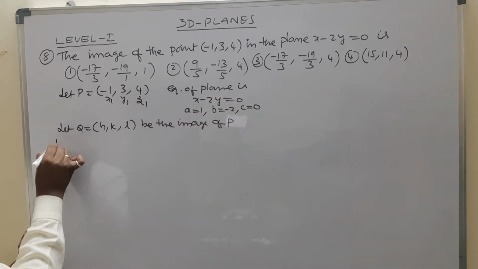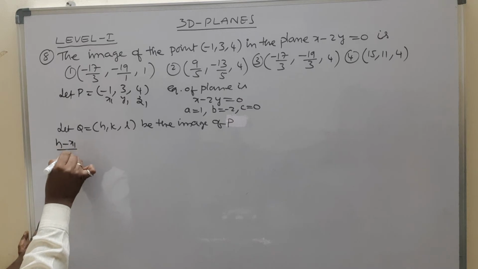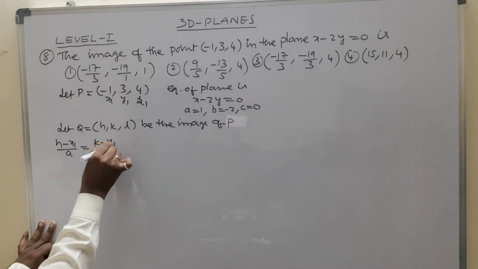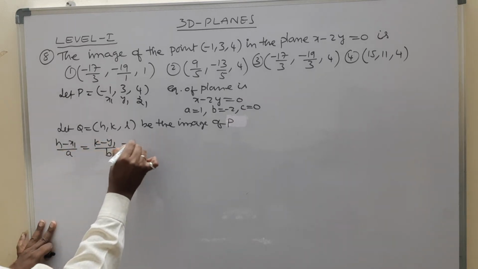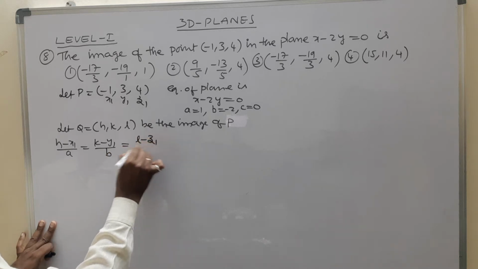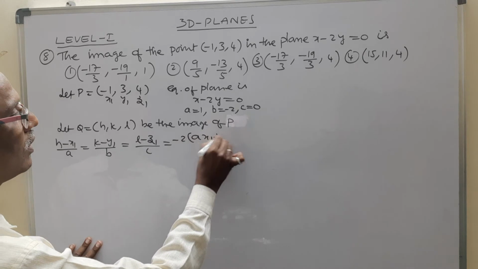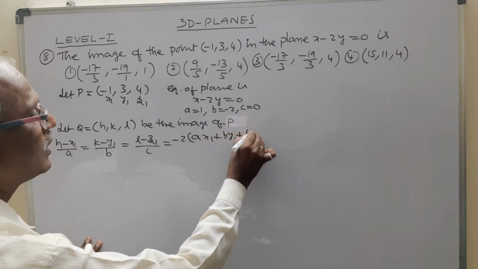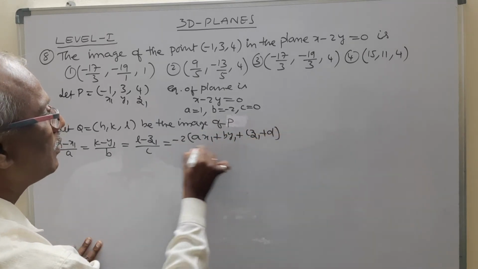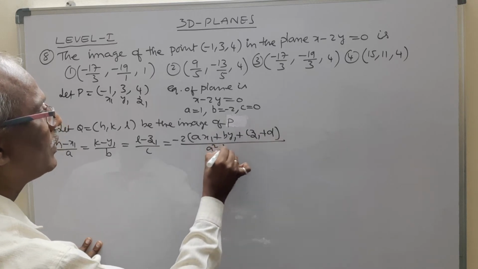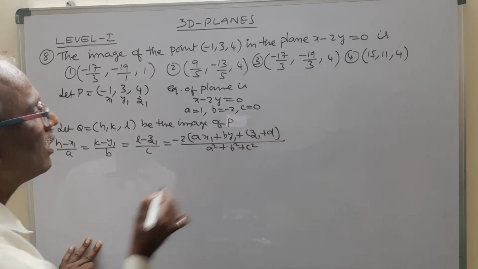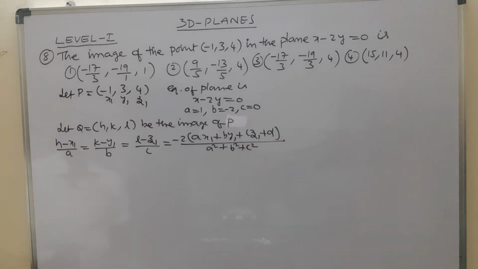Then apply the formula: (h - x1)/a = (k - y1)/b = (l - z1)/c = -2(ax1 + by1 + cz1 + d)/(a² + b² + c²). This is the formula. Apply the values.